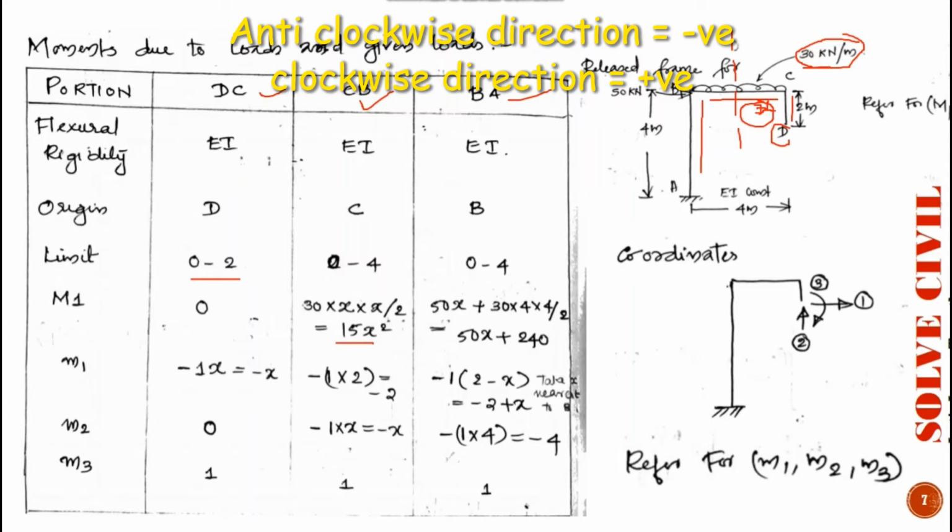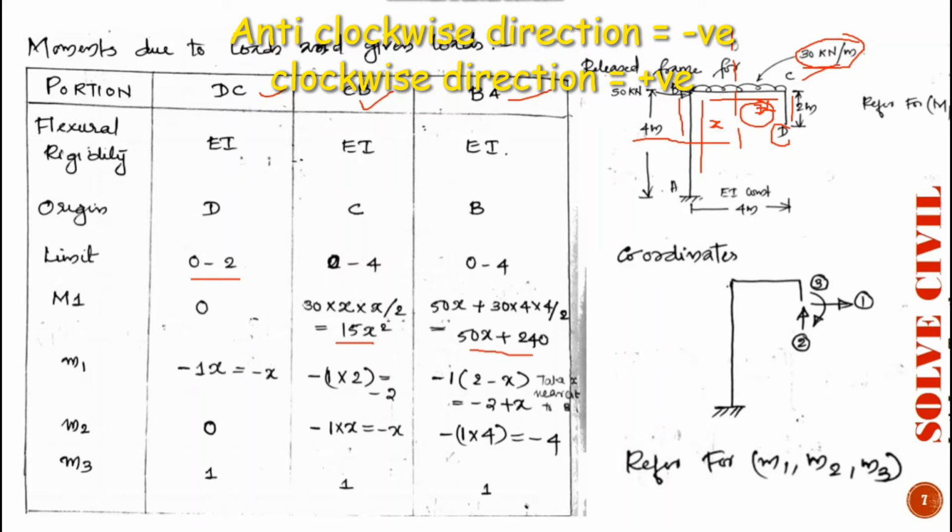For the portion BA, the moment will be, consider a portion like this. This distance will be x. The moment will be 50 into x plus 30 into 4 into 4 by 2. So the moment will be 50x plus 240.